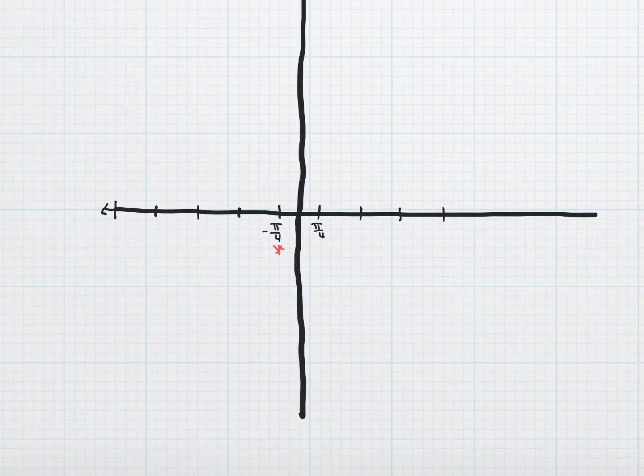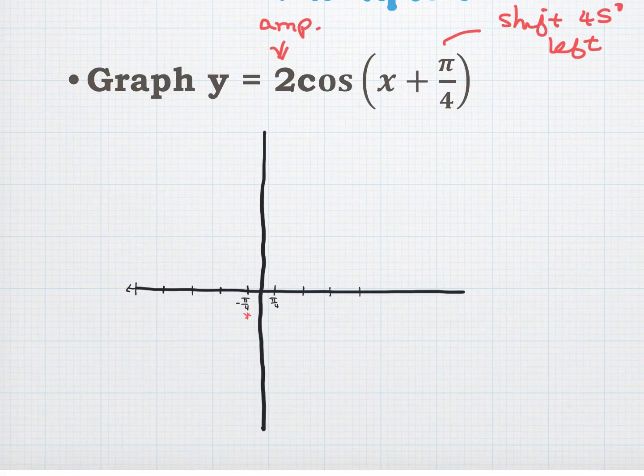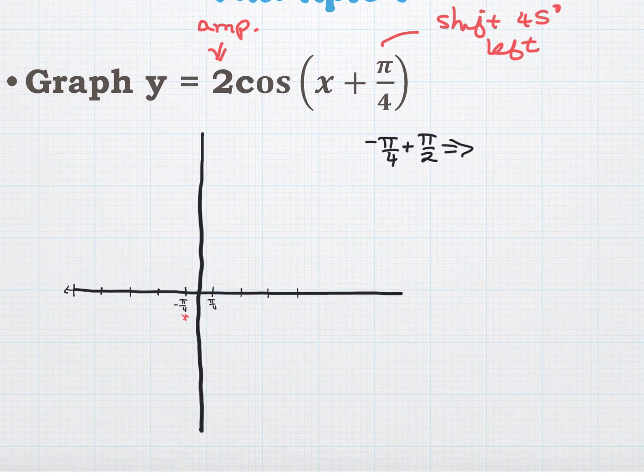All right, so now, just to show you how I got that pi over 4, remember we're taking the starting point, which is negative pi over 4, and I'm adding 90 degrees, which is pi over 2. I need to find a common denominator. It's going to be 4. So negative pi over 4 plus 2 pi over 4 gives me pi over 4, which is the point that I just labeled to the right.